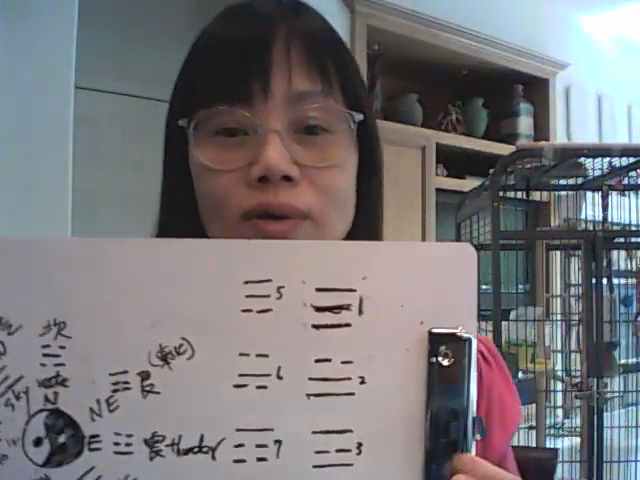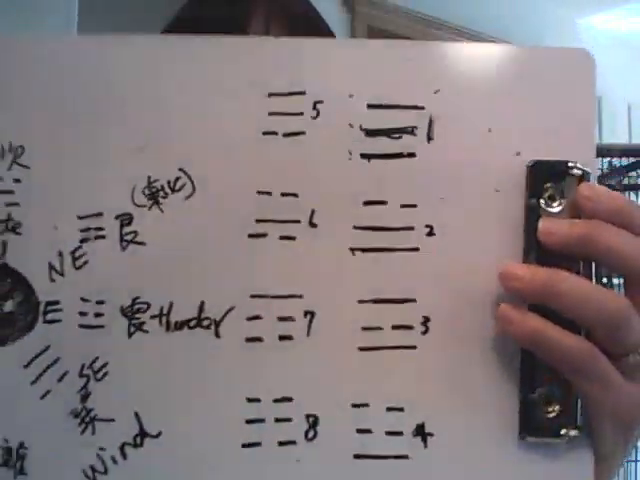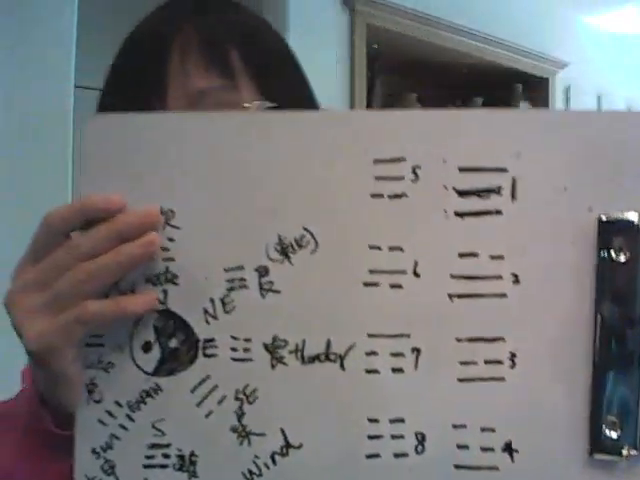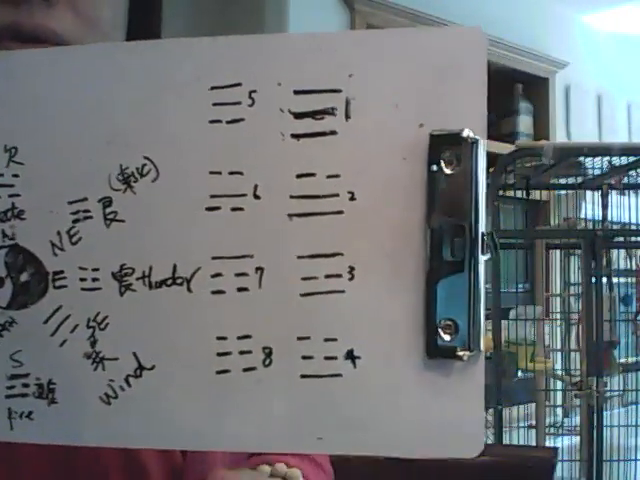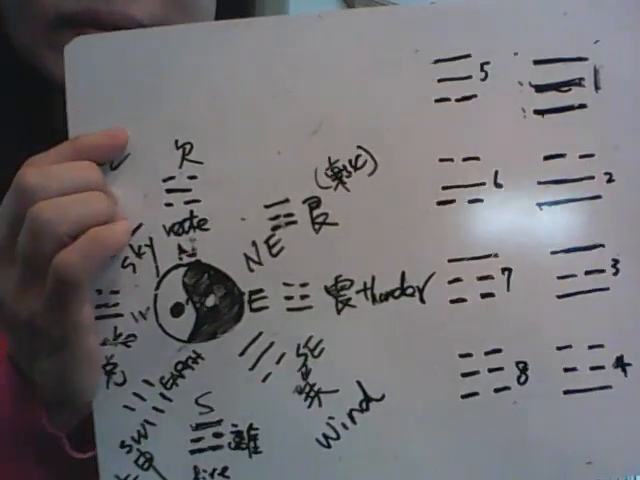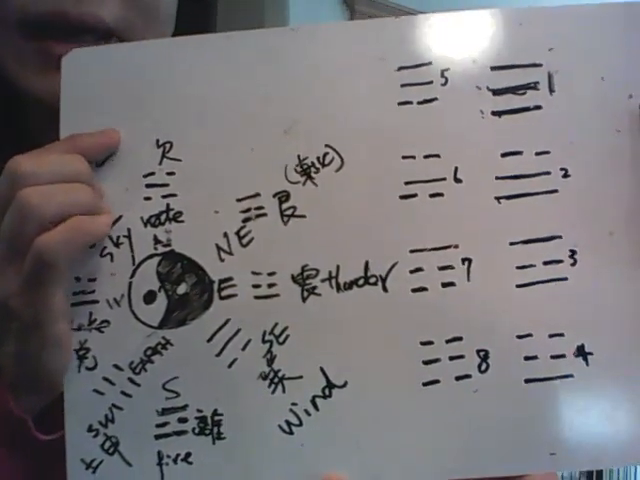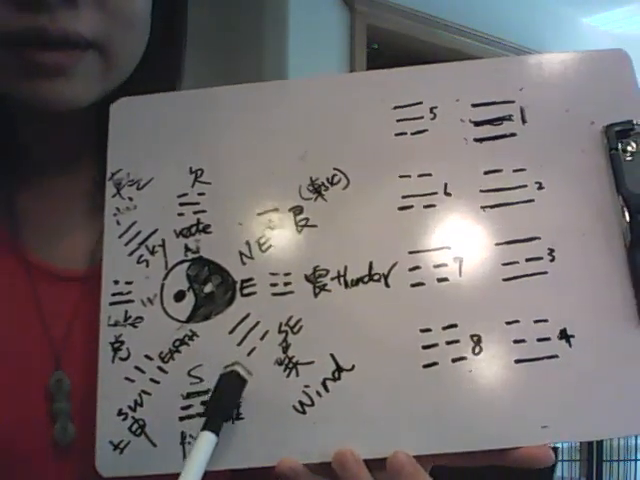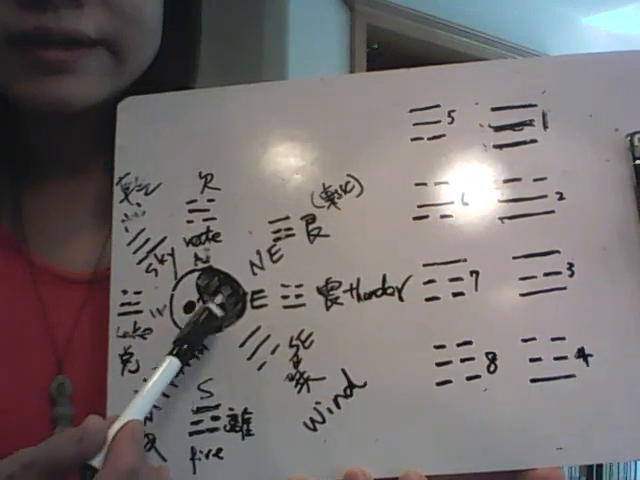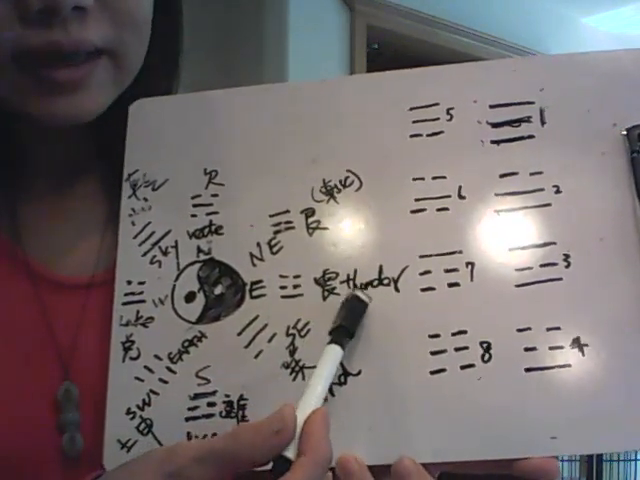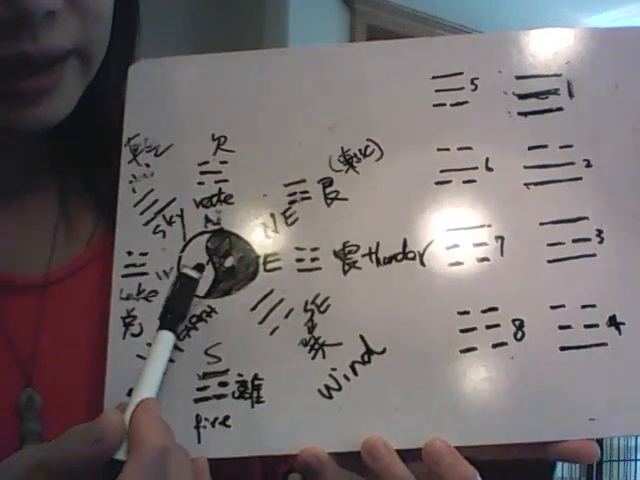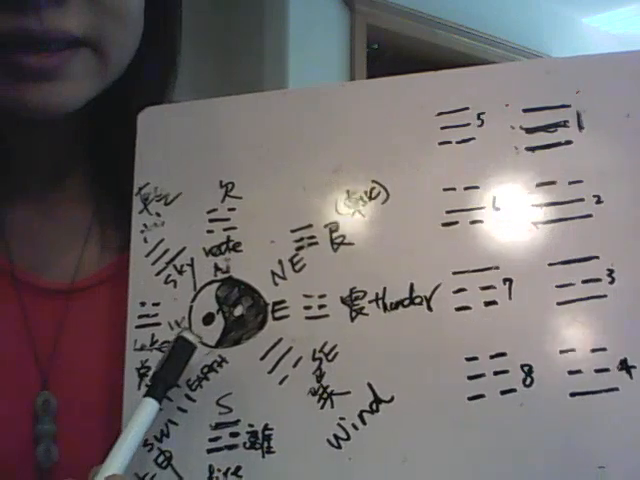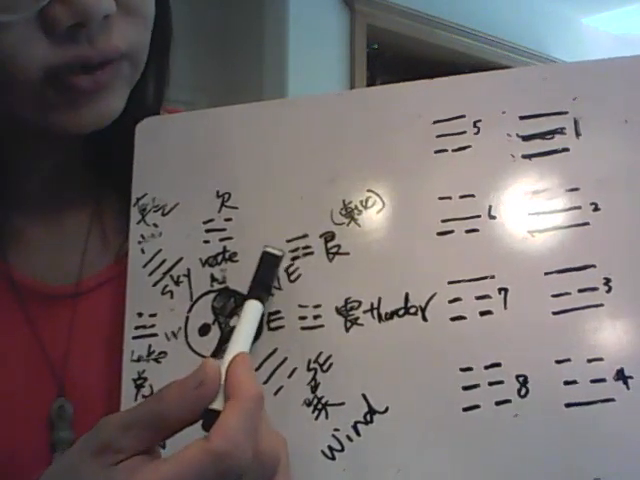So since our alaya, our brain, not the sixth sense, is our alaya, it created the universe, and they were created by different directions. So we will see here, okay, east is thunder. East is thunder, okay, and west is lake. West is lake. And we see northeast.